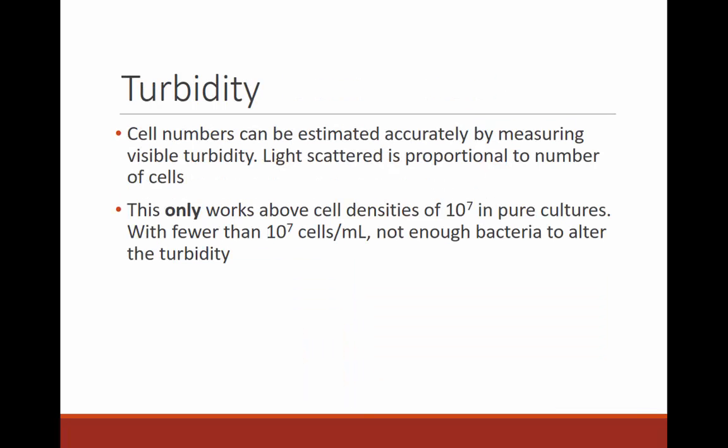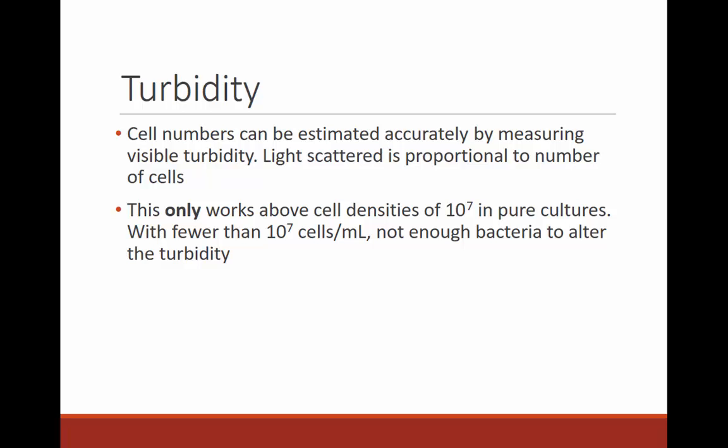Now another way, so that's actually counting the colonies and knowing that there are caveats, because not all bacteria are going to grow. Some bacteria are going to grow more slowly. Some bacteria might be affected by the temperature of the agar, etc. So there's a number of different caveats. So one other way of estimating growth is you can look at the turbidity of a broth.